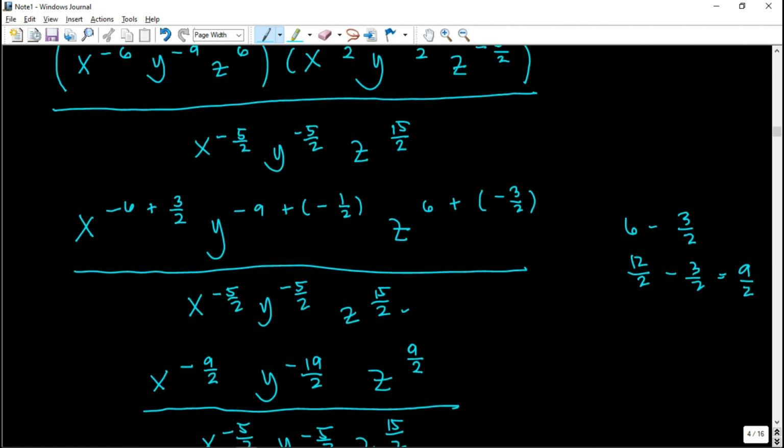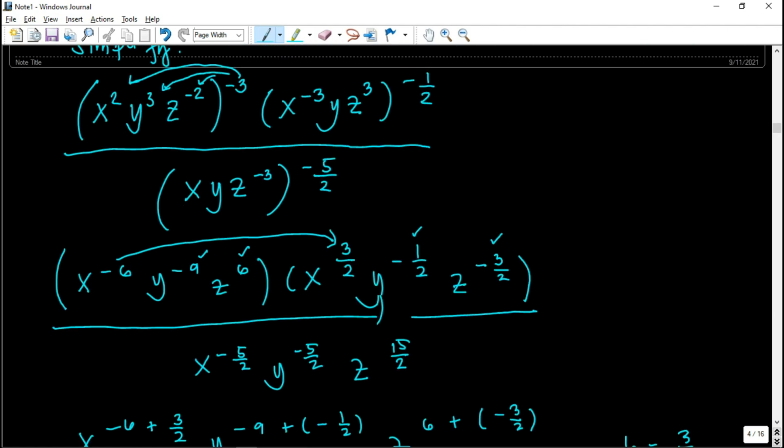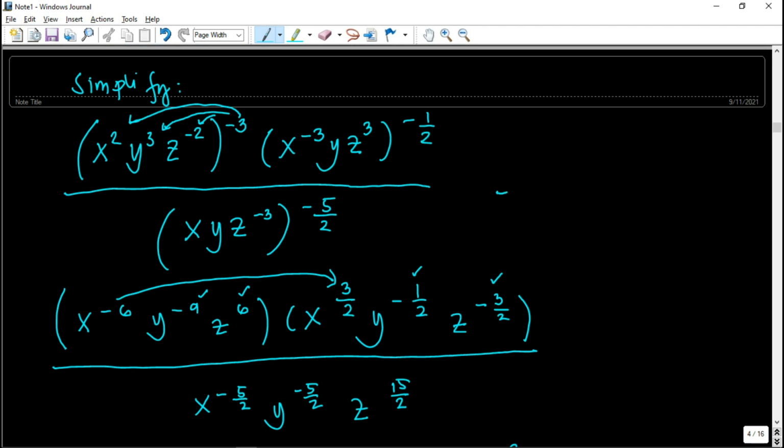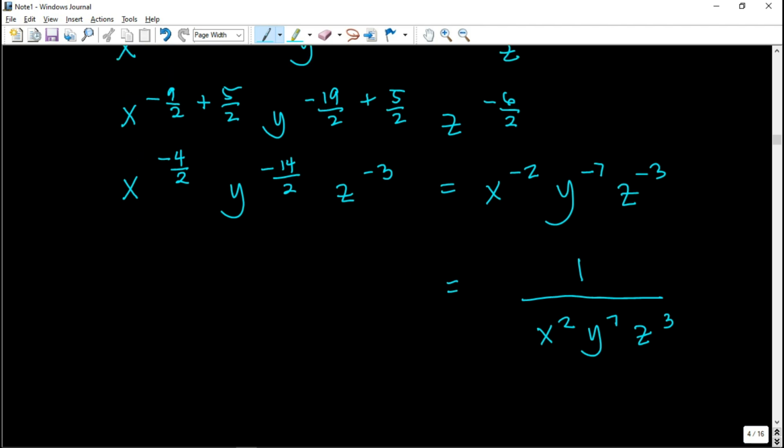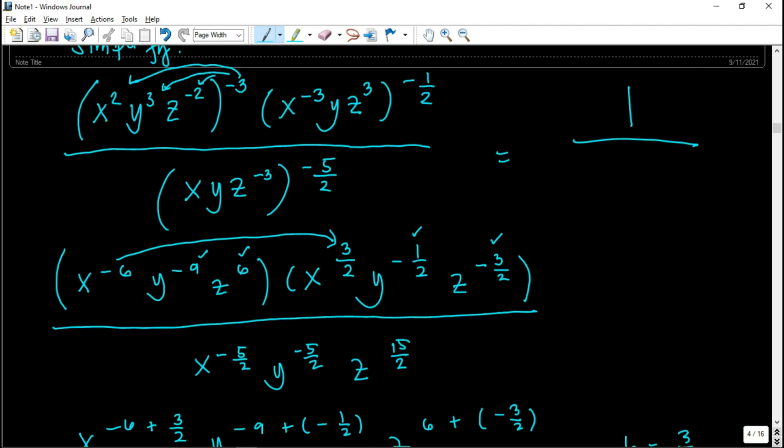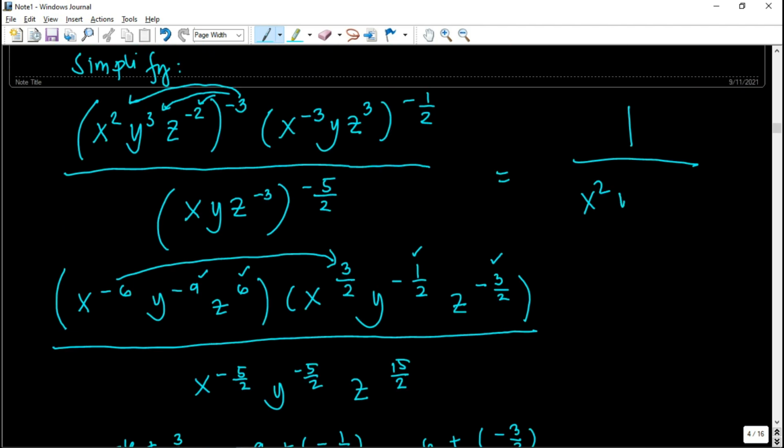Okay, copy natin yung original. So, we have this. This is equal to 1 all over x squared, y raised to 7, z cubed. This is the final answer for this problem.